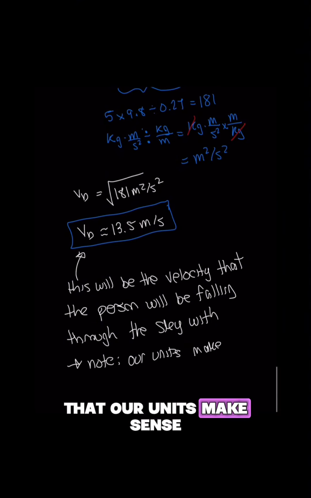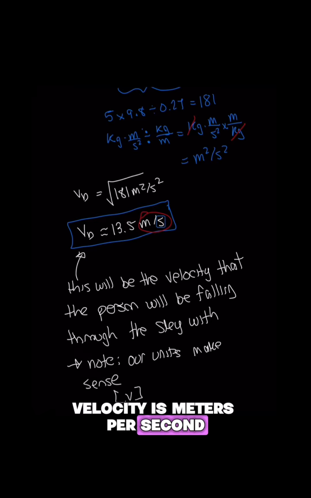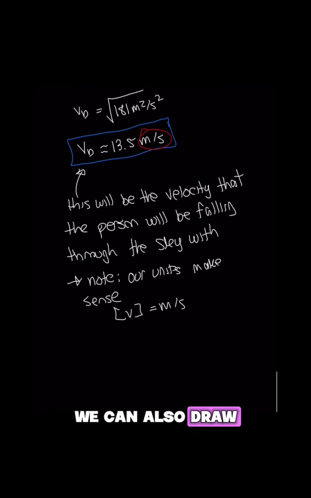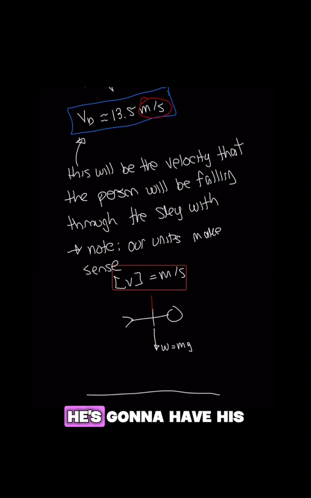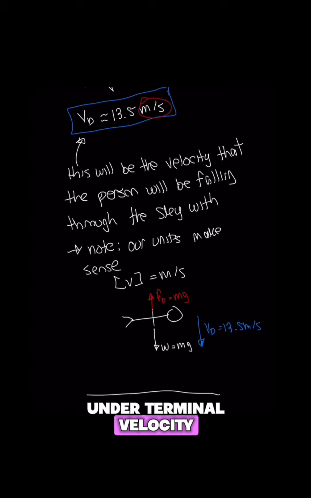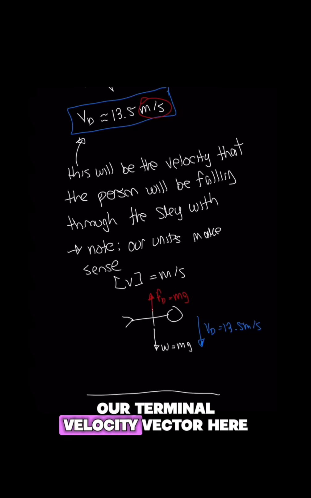I want to note that our units make sense. Velocity is meters per second, and we get meters per second, so that's another way that we know our answer is correct. We can also draw a diagram here. So the guy's falling through the sky. He's going to have his weight force and the drag force, and they're both equal to mg when he's under terminal velocity, and then we have our terminal velocity vector here.